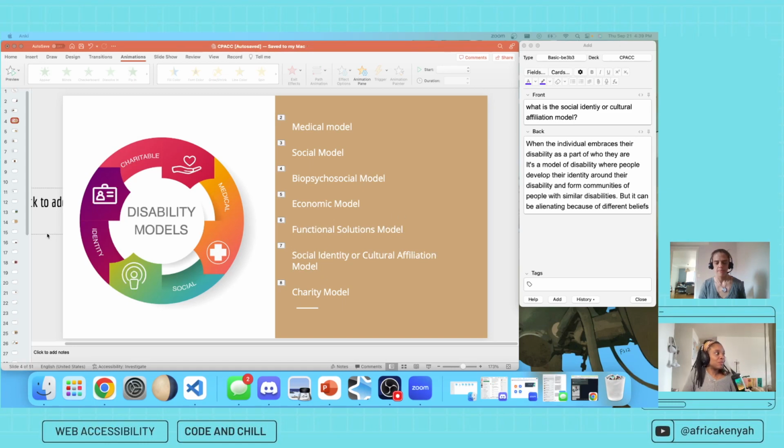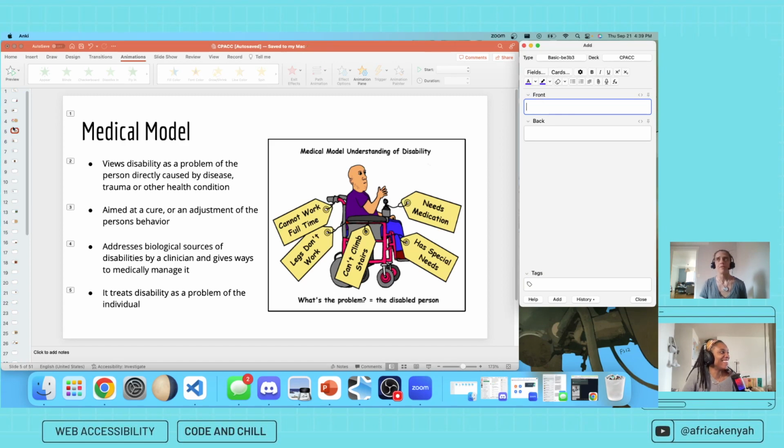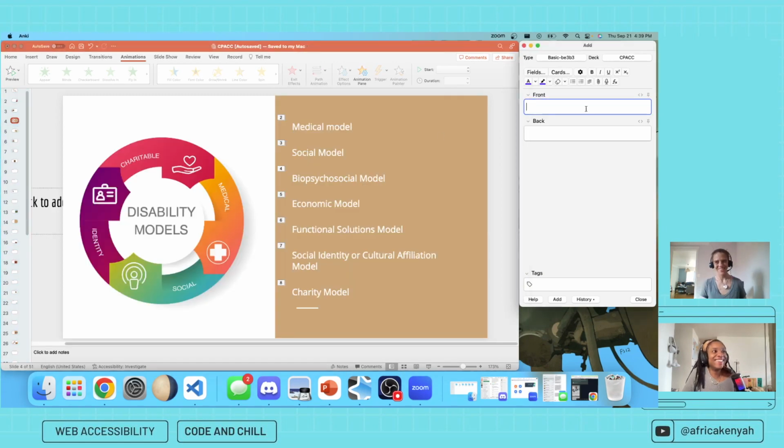All right. Charity model. What's a charity model, y'all? Oh, those poor disabled folks. That's what I'm just gonna write. All those poor disabled folks. And I'll know exactly what I meant. Andy Stitt said, a charity model is a model that sucks. Period. The end. Moving on.